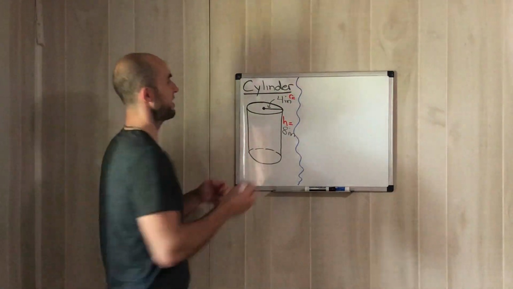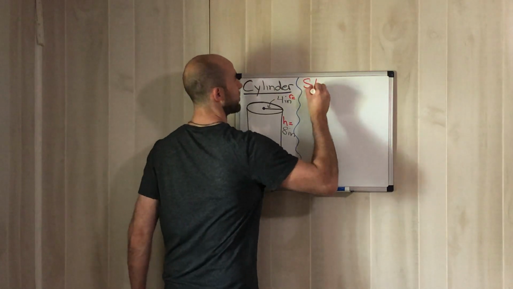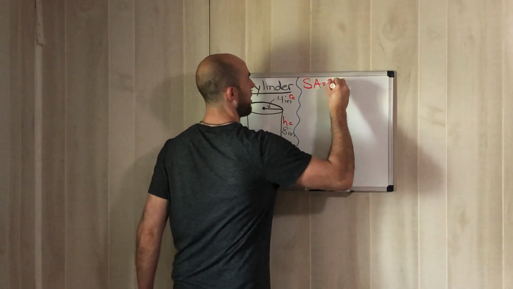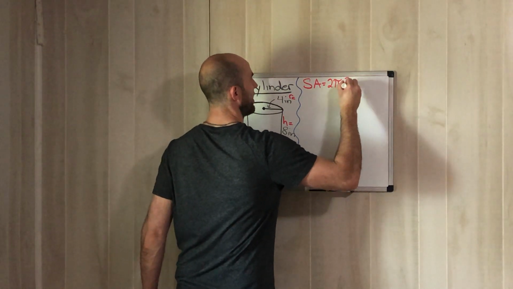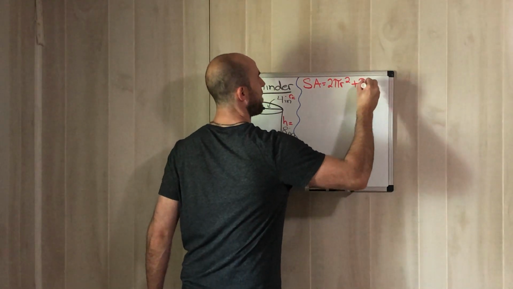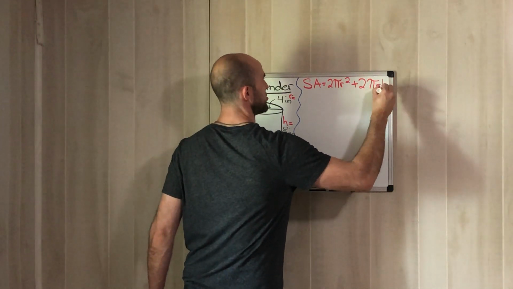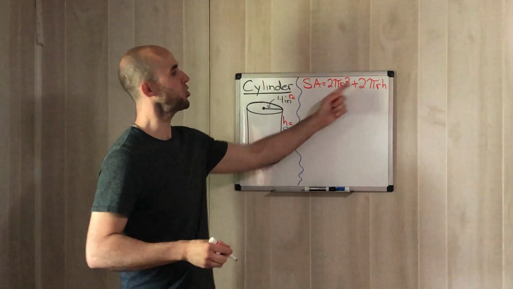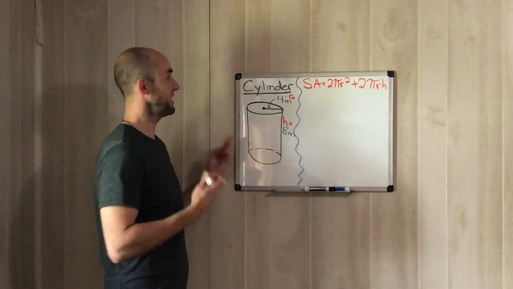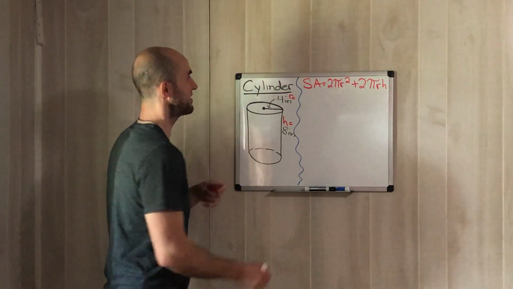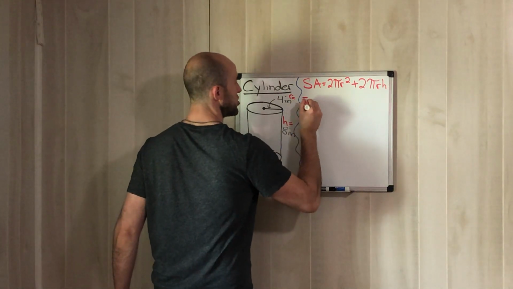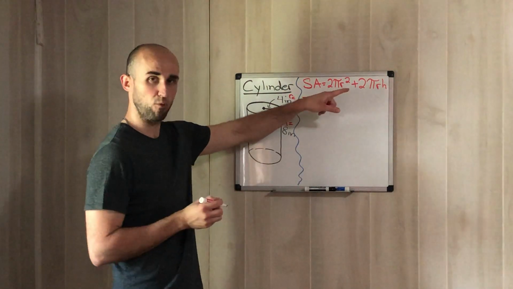To find surface area, again, the formula for surface area is going to end up being 2 pi r squared plus 2 pi r h, right? So 2 pi r squared plus 2 pi r h. And just to find the surface area, how much on the outside of that cylinder, again, we're just going to substitute everything that we know. And we have 2 parts again.